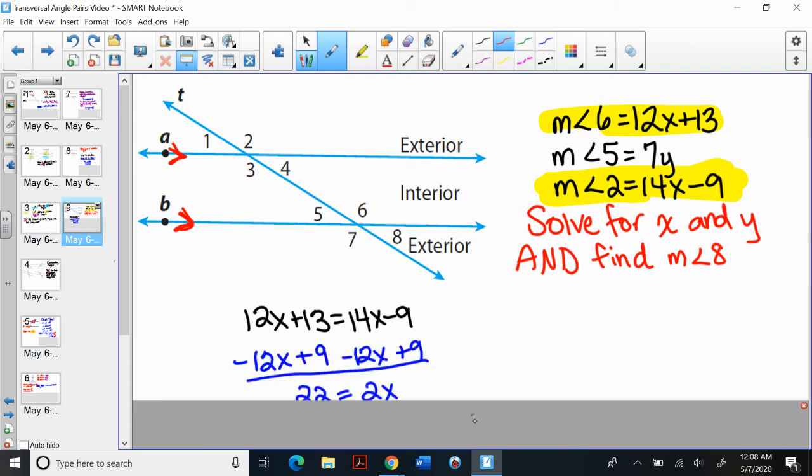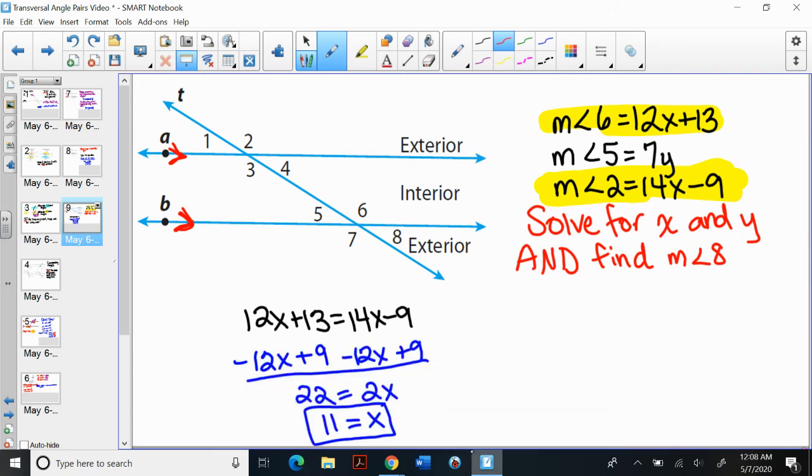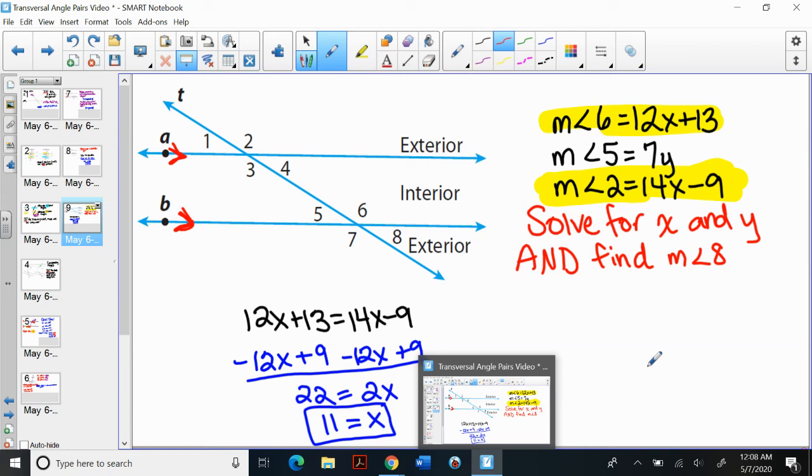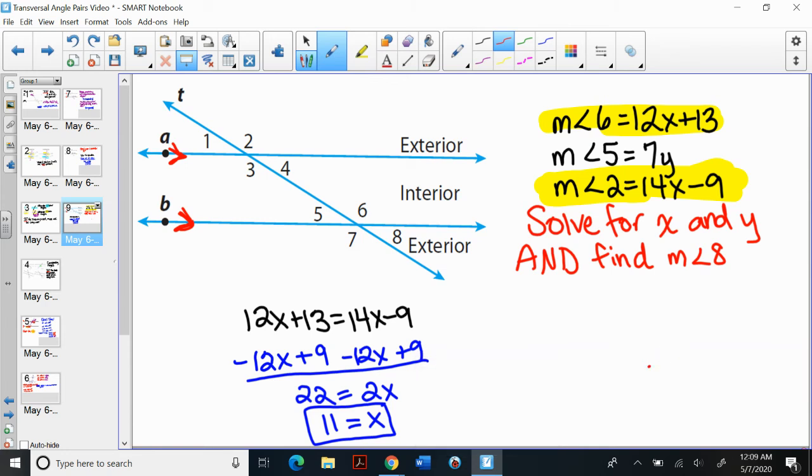Okay, awesome. So again, just kind of showing the steps that I set up there really quick so that you can check your answer. And x is equal to 11. So unfortunately, other than solving for x, that doesn't really help me get any closer to my measurement for angle 8 because 11 is not a measurement of any of the angles in this picture. It's just representing the value of x.